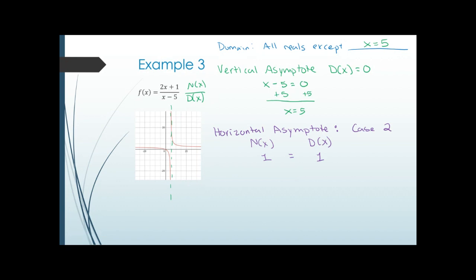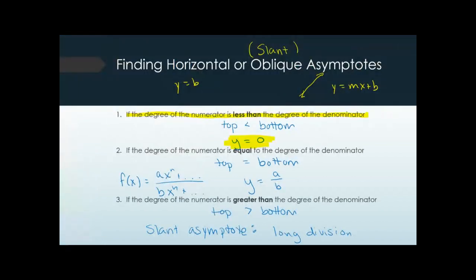So I'm going to go back to our slide where we had the different cases. So this is case 2. Let's highlight this in green. If the degree of the numerator is equal to the degree of the denominator, these are equal, you look at the coefficients. So you're looking at the coefficients of your highest terms, and that is what the horizontal asymptote is.